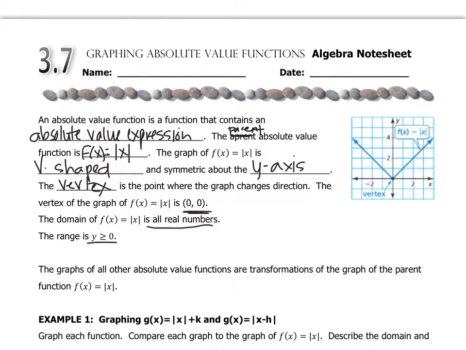Any other absolute value function that you're going to graph is some sort of transformation, whether you just translate it up or down, left, right. Maybe you can make it a little narrower or wider. You can flip it. But every absolute value function is some sort of spin on this parent function. In the last lesson, we talked about the way a graph shifts, and I told you that we would need that knowledge for this lesson.